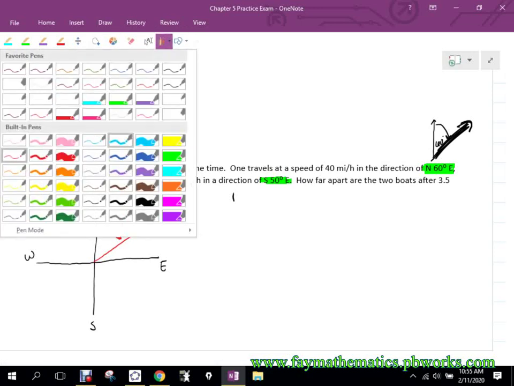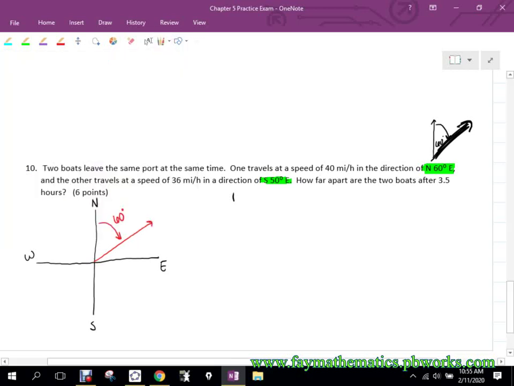The second boat is doing something similar, but it's going south 50 degrees towards the east. So we're going south, but then we're going to deviate 50 degrees towards the east. So maybe that there. So that would be 50 degrees. So that's what they're talking about here.